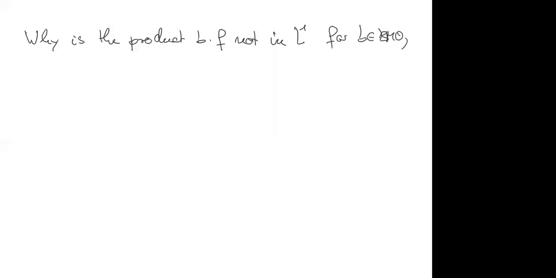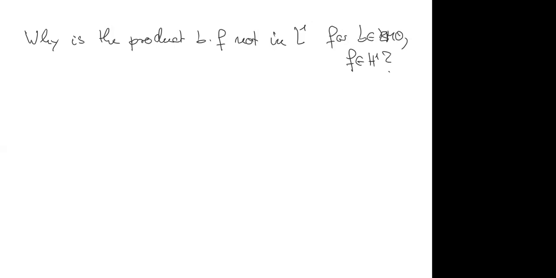So the first question is, why is the product B times F not in L1 if B is in BMO and F is in H1? It's kind of counterintuitive because when we think of LP, LQ duality, or even the HP, HQ duality, which Daniel talked about yesterday, then if you take a function and a function in the dual, the product is in L1.